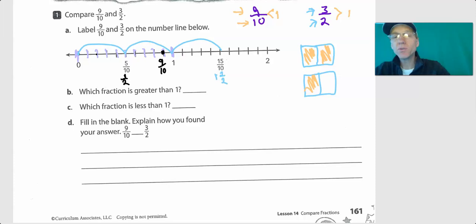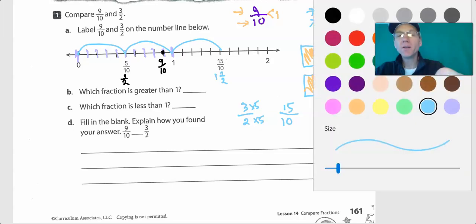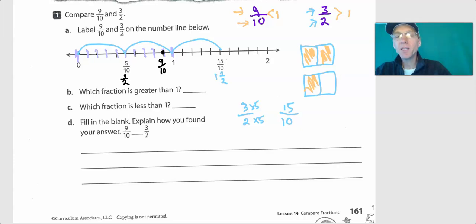You could also change 3 over 2. You could say, well, let me just rewrite that as a fraction where 10 is the denominator, so that we have the same denominators we talked about. That's a good way to compare, right? So I am going to have to multiply that times 5 and that times 5. And that's 15/10. And that's another way of showing it and saying, oh, my 3 halves is the same as 15/10.